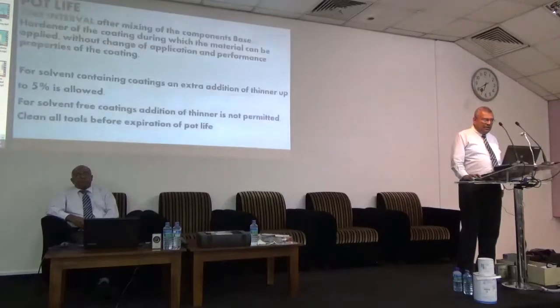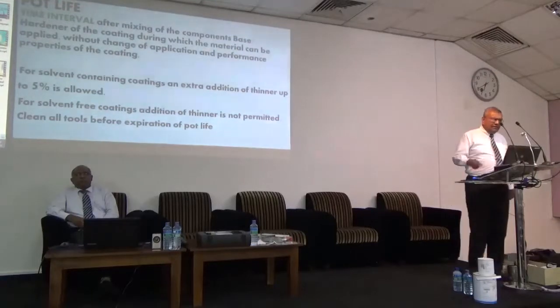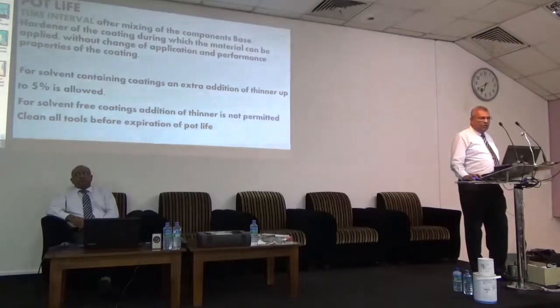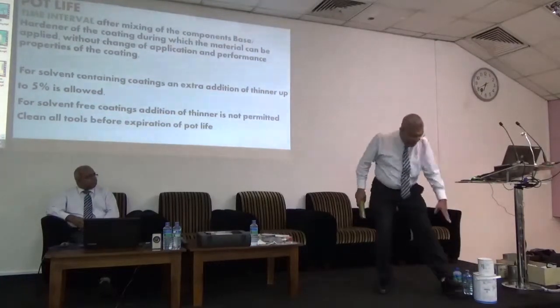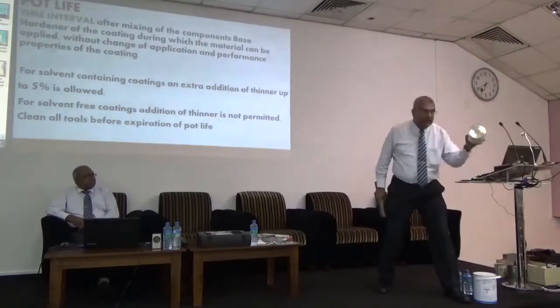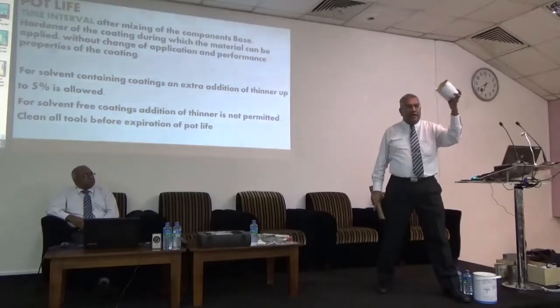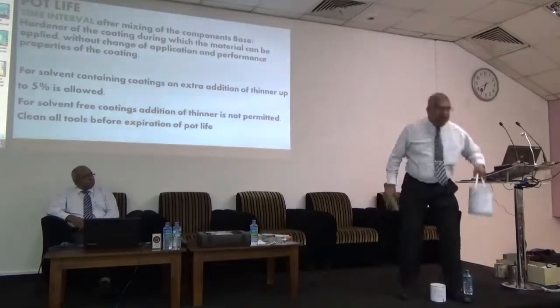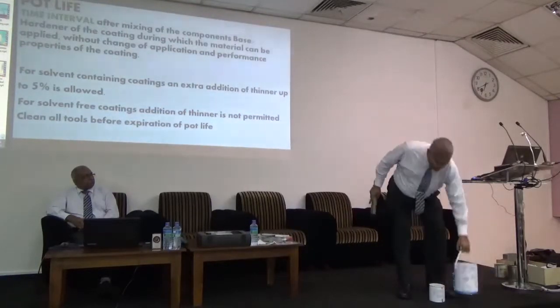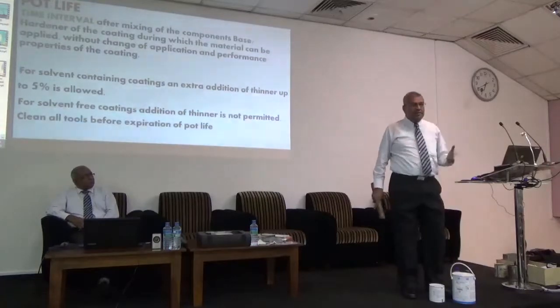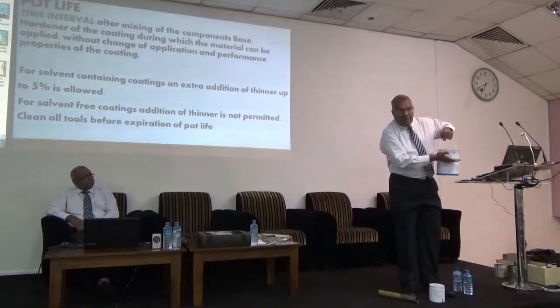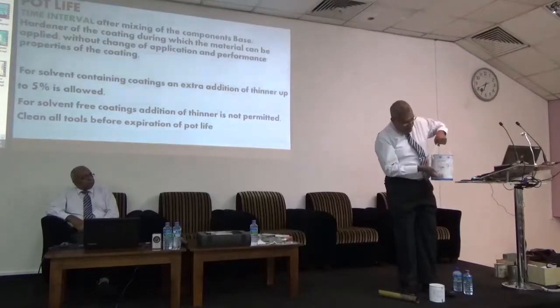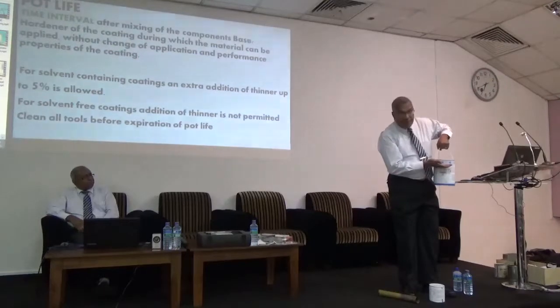So now the next one is pot life. Pot life is, we have the epoxy paint, you have a base and you have a hardener. This one has 0.8 liters. This one has 3.2 liters. So 3.2 liters plus 0.8 liters is 4 liters. The rest of it will be here, so when you pour it, it becomes 4 liters. There's space for the thinner.